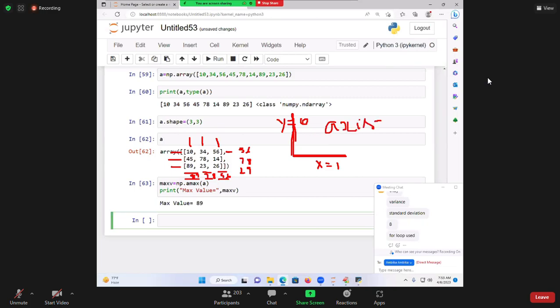So here one attribute is available: axis. Axis is equal to 0 means y-axis. Axis is equal to 1 means x-axis. Will you remember this? Axis 0 means y-axis, axis 1 means x-axis. Axis equal to 0 means y-axis, y-axis means vertical line, and vertical line is nothing but columns. Axis equal to 1 means x-axis, x-axis means horizontal, and horizontal things are rows. You got it? So this is very important in NumPy.